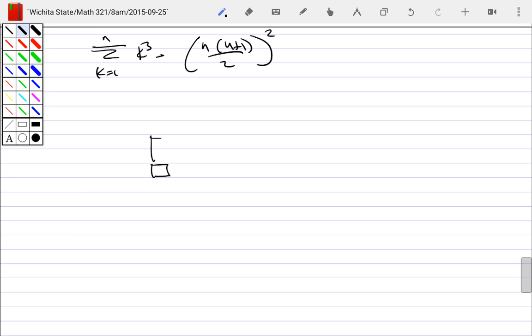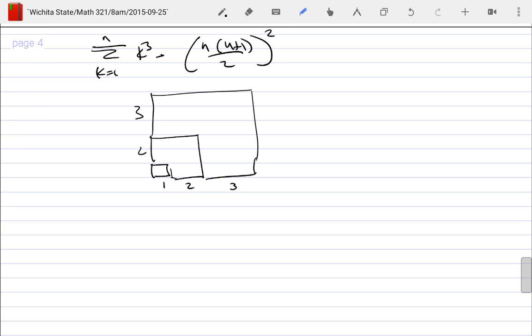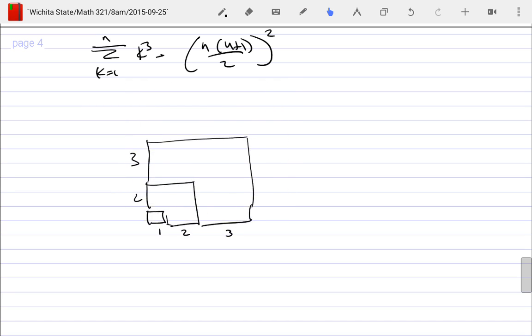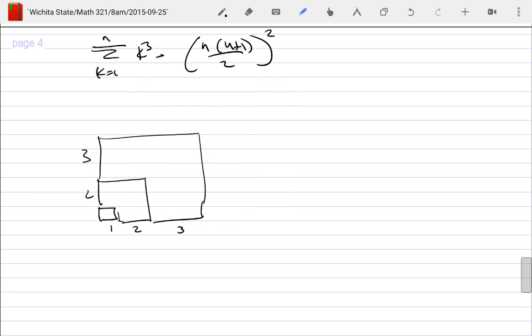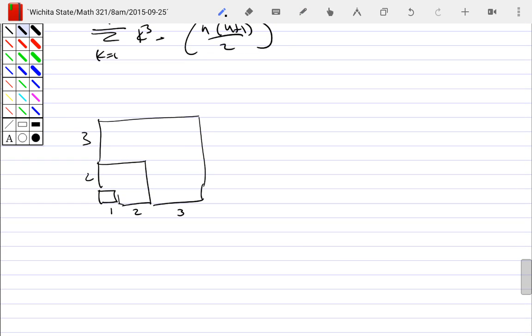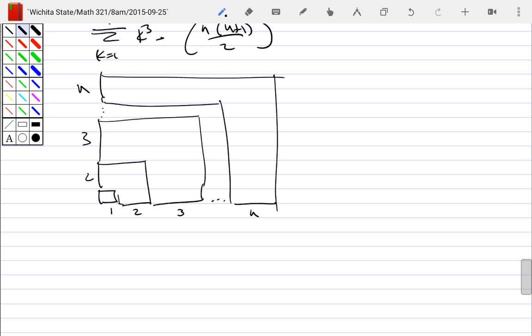That's a 1. So that's a 1, that's a 2, and we get that. And there's a 2. Now we go up 3. Over, over, over, and that's a 3, and 3. And I would keep doing this process here, dot, dot, dot, until I get to, say, n. And then I go over and down like that.